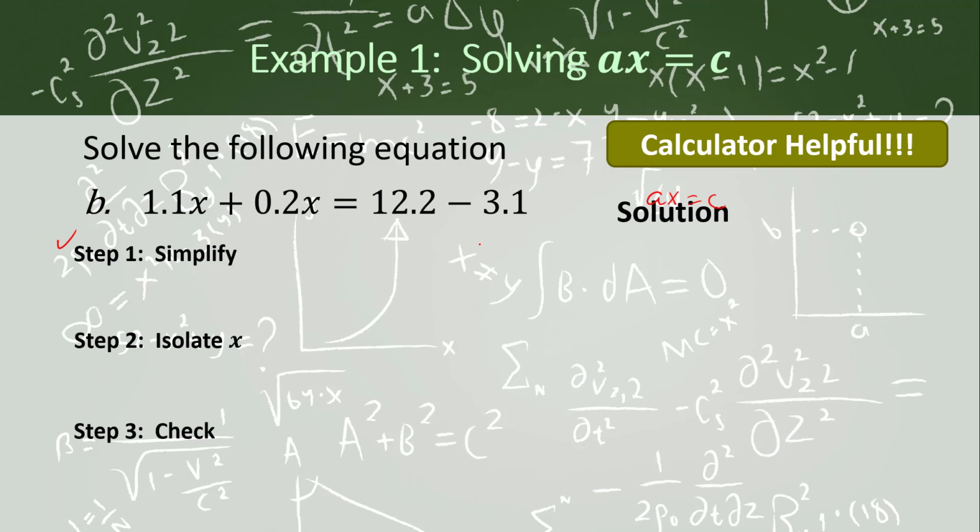Now remember, like terms are those terms that have the exact same variable and the exact same power. So this is an x to the first power. This is an x to the first power. So these two are like terms. Or they can have no variable at all, which these two are. And also like terms have to be on the exact same side of the equality. So we can combine 1.1x and 0.2x to 1.3x. And over here we can combine 12.2 minus 3.1 to 9.1. Okay, once we've done that, now we can isolate x.